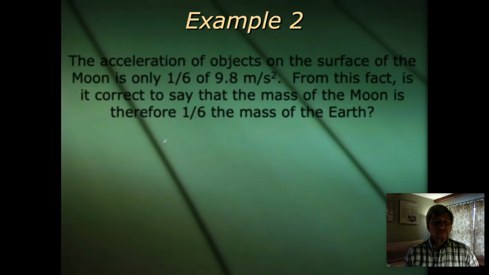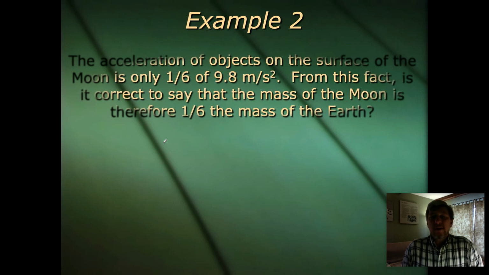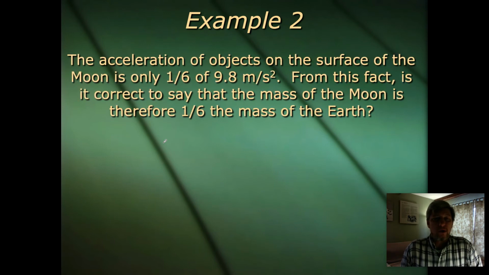Now, example number 2 says, the acceleration of objects on the surface of the moon is only 1/6 of 9.8 meters per second squared. So, in other words, the acceleration of gravity on the moon is less than the acceleration of gravity on Earth. From this fact, is it correct to say that the mass of the moon is therefore only 1/6 the mass of the Earth? Any ideas?